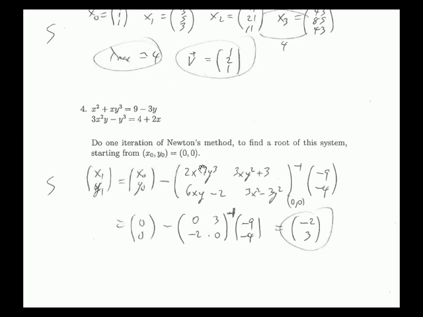So, when you take the derivative with respect to x, just consider y to be a constant. Take the derivative with respect to y, consider x to be a constant. Then you plug in x and y equals 0, and you get this matrix, and you have to take the inverse of that times that, and there's the answer.